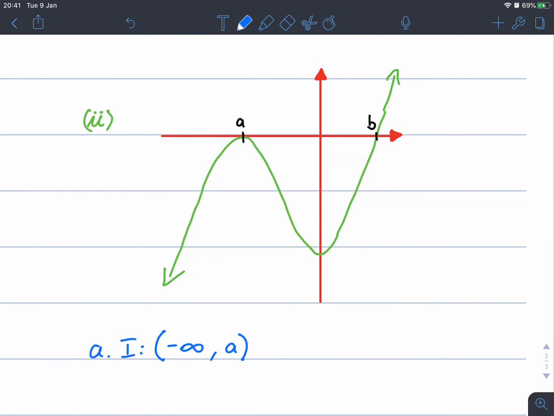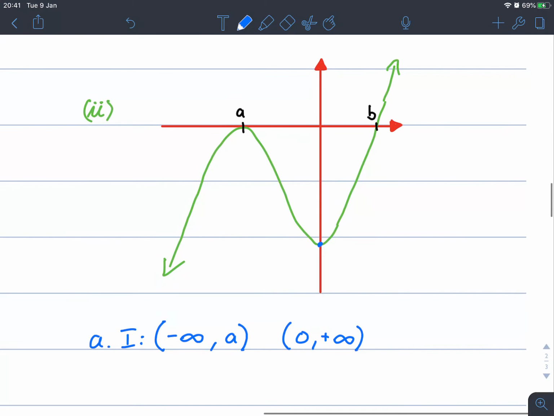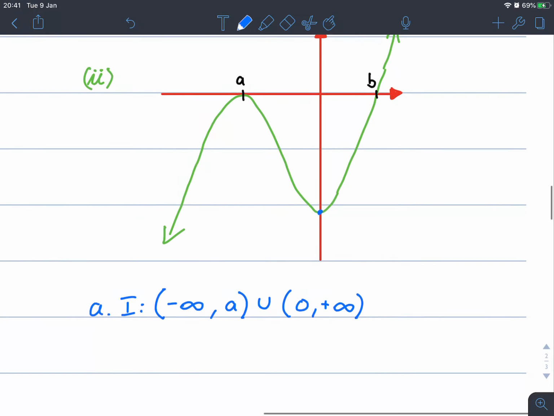Now take a look from this point here, that is x is equal to 0. Notice how from that point, if I draw my dot here, as x increases, y is also increasing. So from x equals 0 to positive infinity, the function is also increasing. So these are the points where the function is increasing.